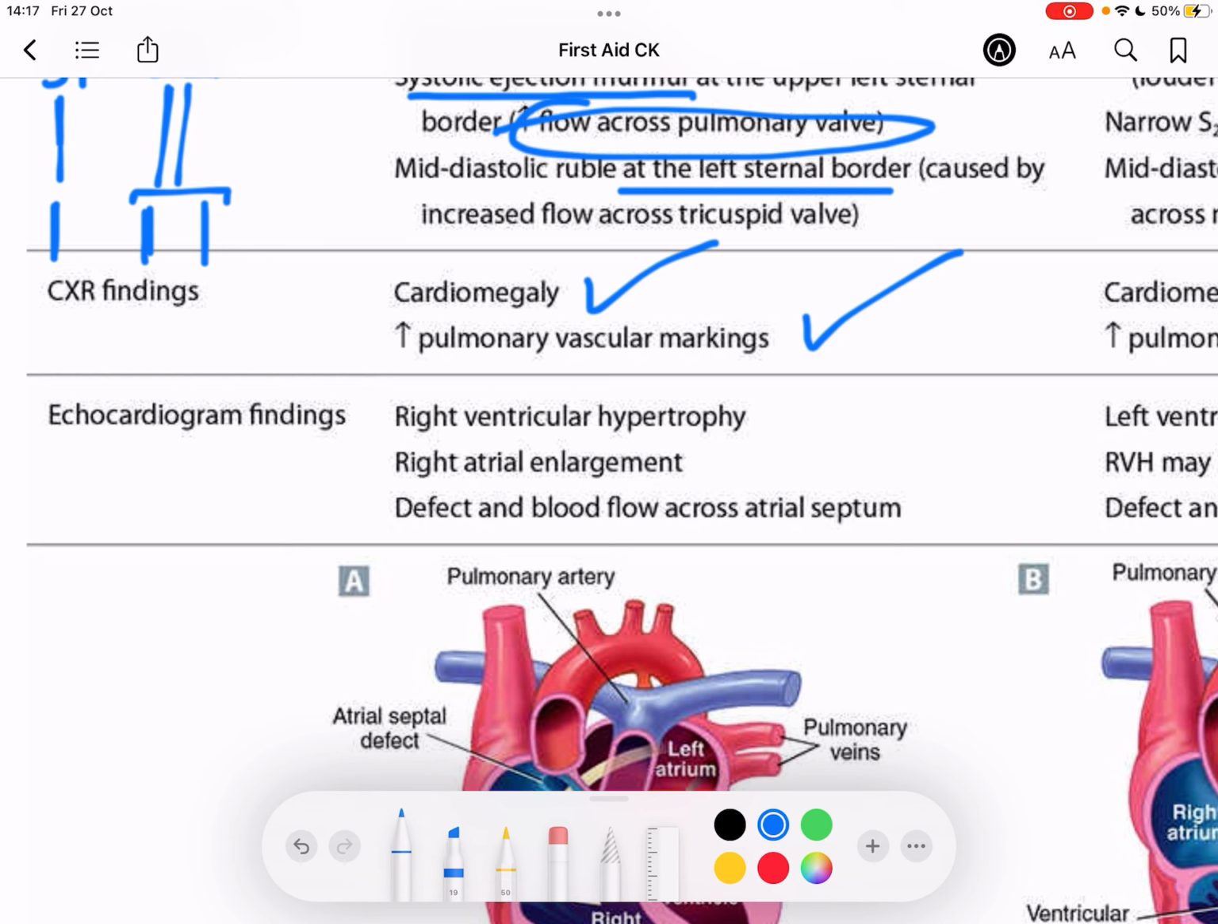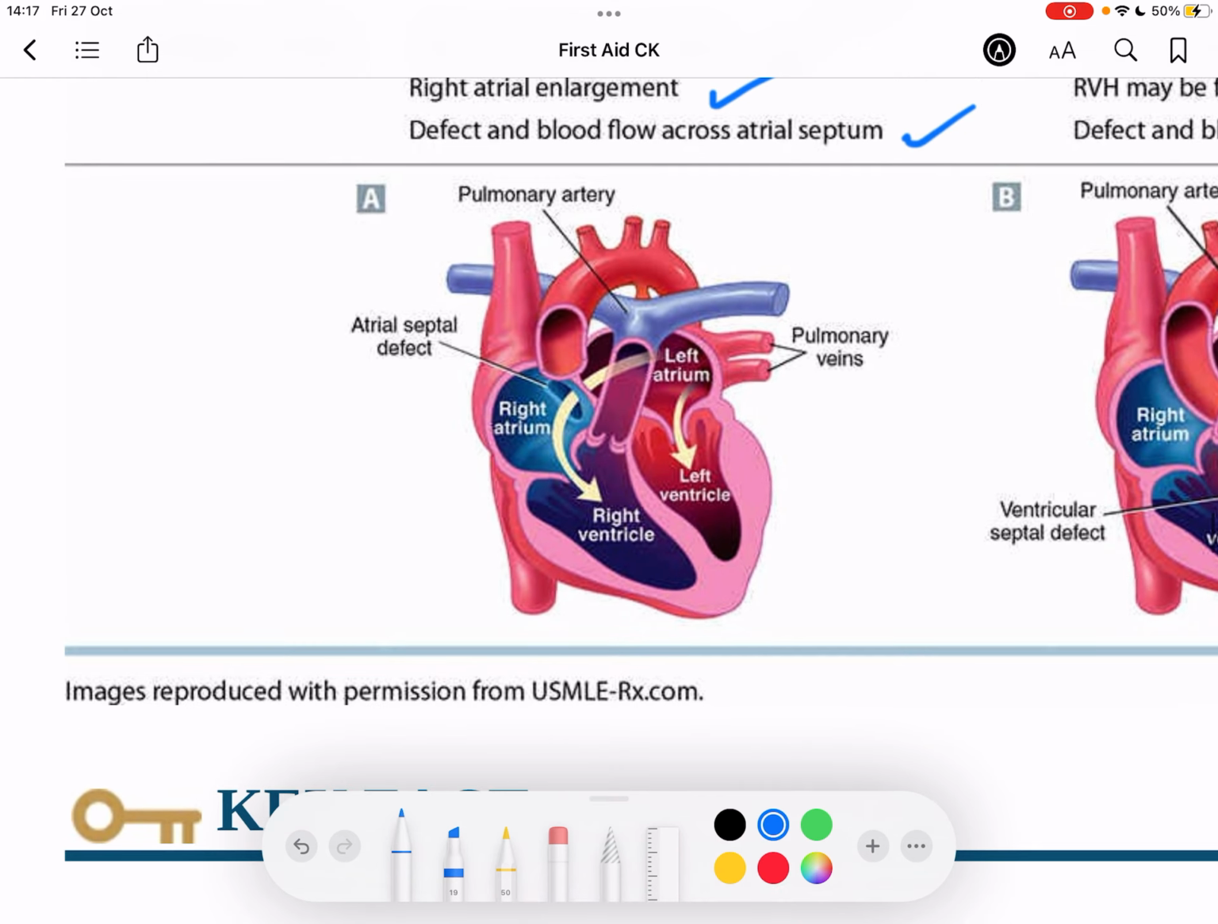In terms of your echocardiogram, you're potentially going to be seeing right ventricle hypertrophy, right atrial enlargement, and a defect and blood flow across, and you'll see the ASD essentially. Okay, so there you go. This is what it is.